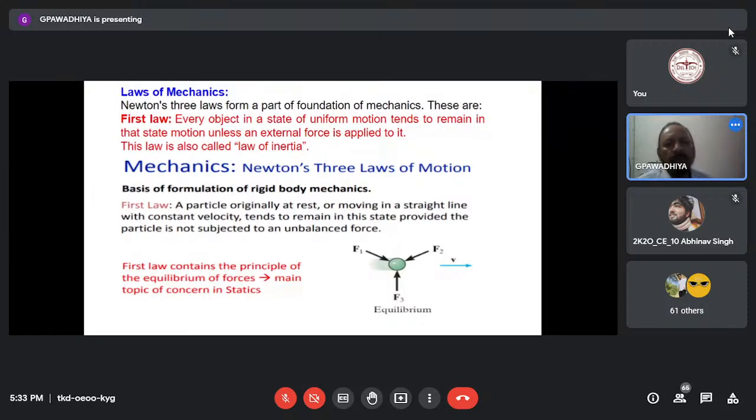So here, for the first law, suppose we have idealized a body as a point mass, and there are three forces acting on the body, F1, F2, and F3. The body is in equilibrium. When it is in equilibrium, it might be at rest or it might be in motion, and that motion may be uniform motion with constant velocity. If they are not in equilibrium, then they will be subjected to accelerated motion. This is one very important thing. So if they are in uniform motion, they are in equilibrium.